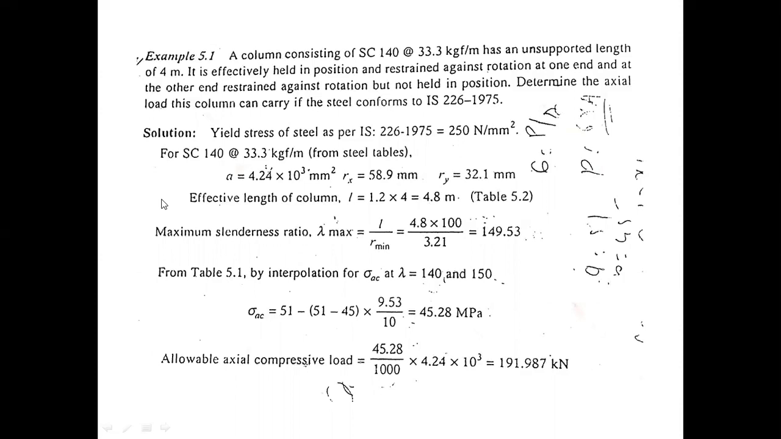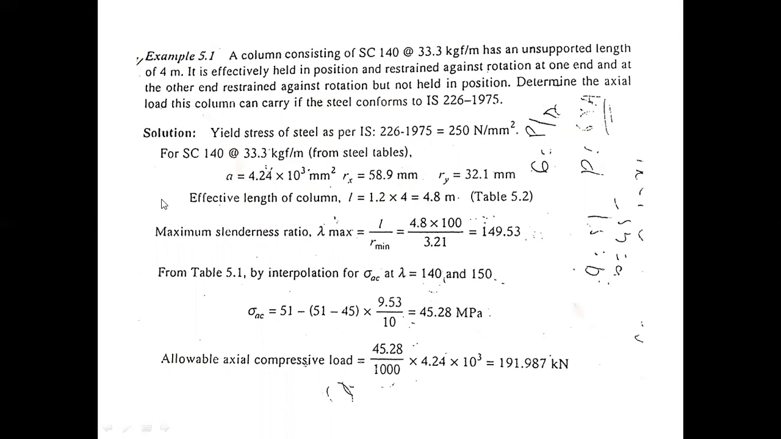Then the effective length of the column. For the condition effectively held in position and restrained against rotation at one end and at the other end restrained against rotation but not held in position, the effective length small l is equal to 1.2 into capital L as per table 5.2, as we have seen in the previous lecture. So l is equal to 1.2 into 4, that is 4.8 meter, is our effective length.